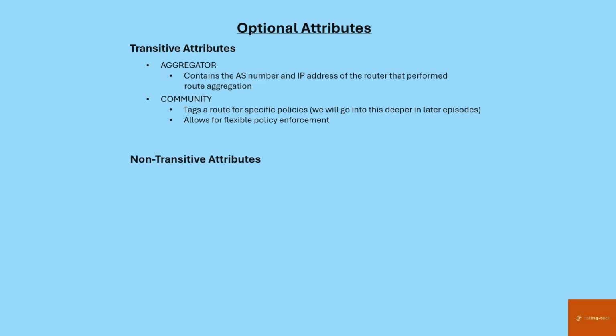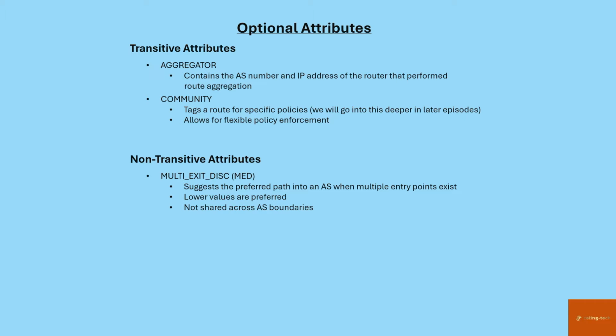And the non-transitive attributes. So we've got the multi-exit discriminators. They suggest the preferred path into an AS when multiple entry points exist. And on this particular one, lower values are preferred for this attribute. And it's not shared across AS boundaries. That's the autonomous system boundaries.